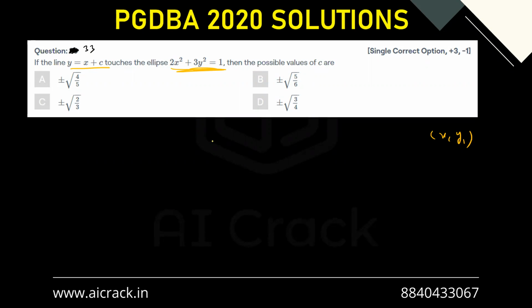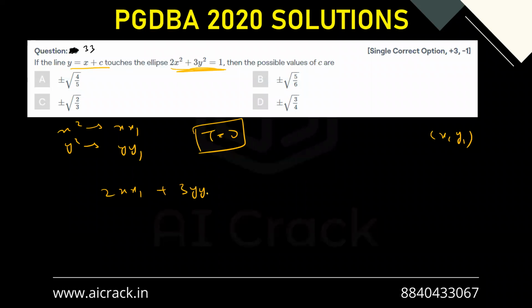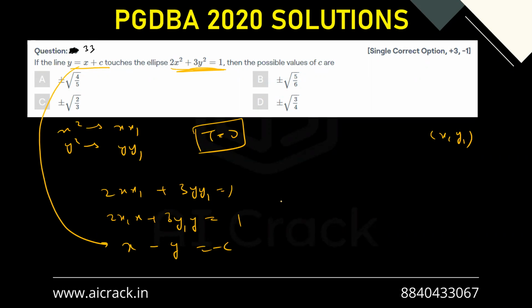Okay, so we can use the transformation x square goes to x x1, y square goes to y y1 for finding out the equation of tangent. Basically, T equals 0, we are using this notation. That gives me 2x(x1) plus 3y(y1) equals 1. So this is my tangent equation. If I rearrange it, I'll be getting 2x1 x plus 3y1 y equals 1. Now I can compare it with this equation, that is x minus y equals minus c, right?